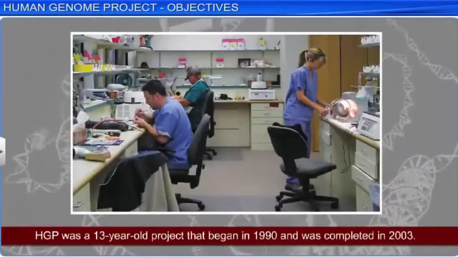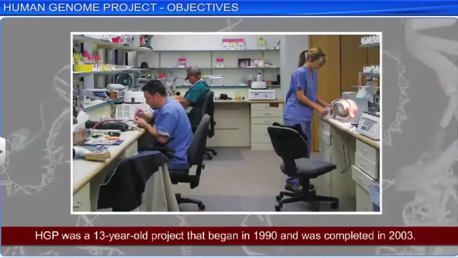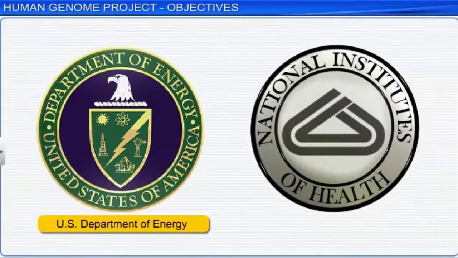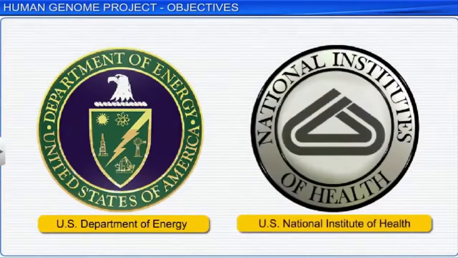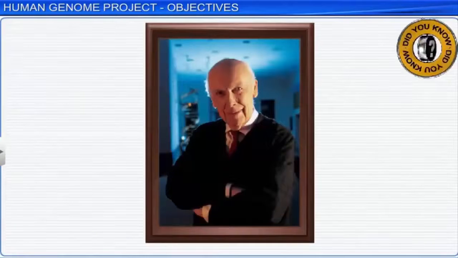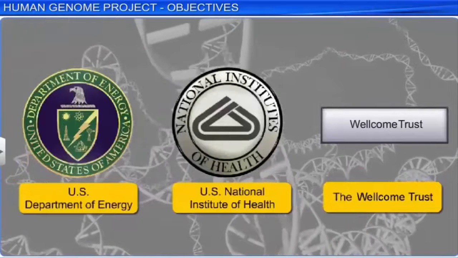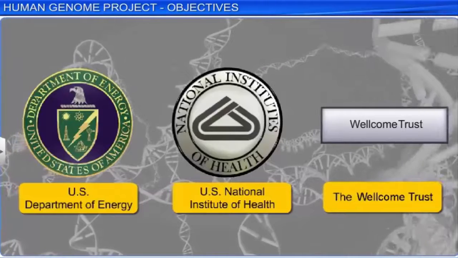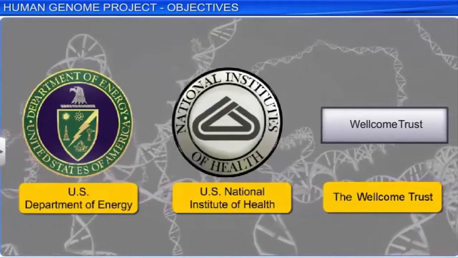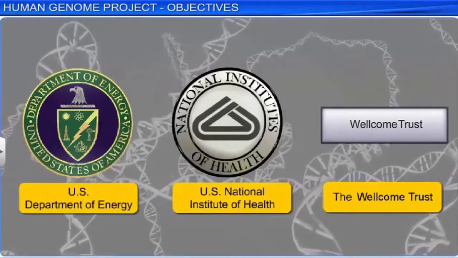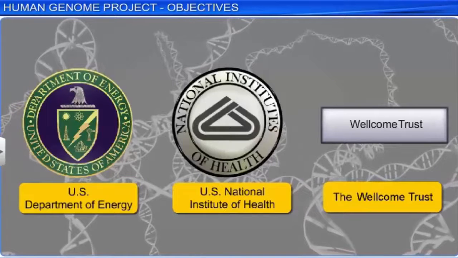The HGP was a 13-year project that began in 1990 and was completed in 2003. It was coordinated by the U.S. Department of Energy and the U.S. National Institutes of Health. Did you know that initially it was James D. Watson, one of the co-discoverers of the double helix structure of DNA, who headed the project? However, in the initial years of the HGP, the Wellcome Trust of the UK became a major partner, though more contributions arrived from countries such as Japan, France, Germany, and China, to name a few.